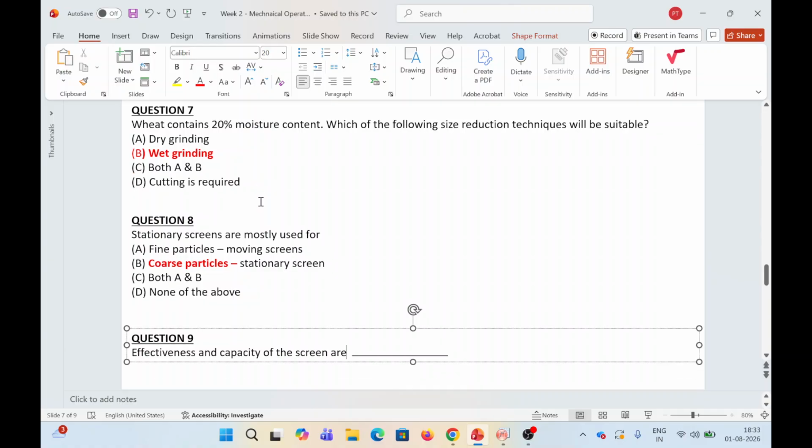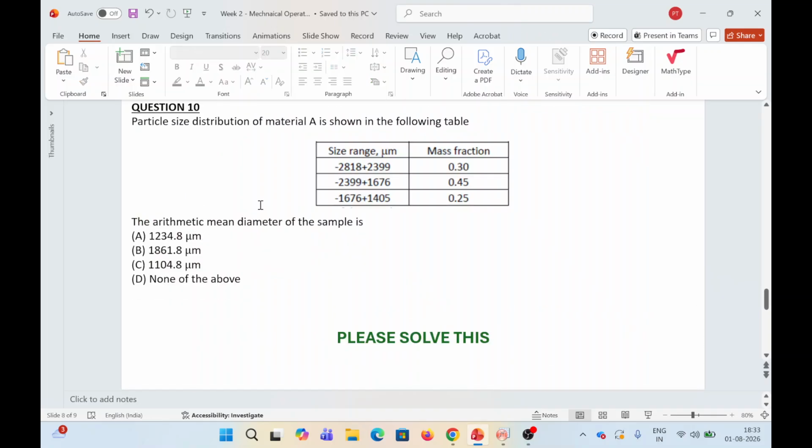Okay, then let's move to the next one. This was the question that I gave last week. I asked people to solve it. Has anyone solved this question? If not, please take this question right now and try solving it. Otherwise, we will solve it in a few minutes, but please give it a try once.